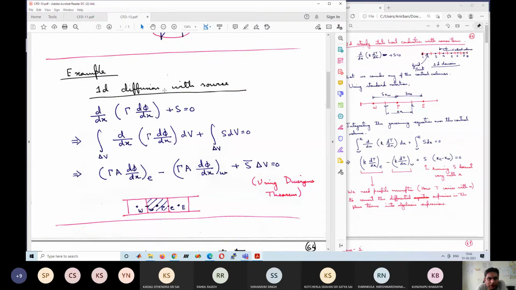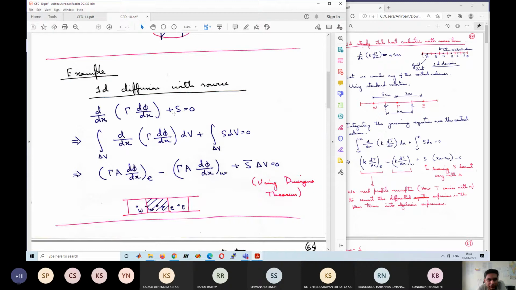So if there is a 1D diffusion with a source term, a general equation is d/dx of gamma d phi/dx plus S, where gamma is the diffusivity and phi is the variable we are concerned with. So gamma can be conductivity and phi can be temperature, or gamma can be material diffusivity and phi can be concentration, or it can be mu, viscosity, and phi can be velocity.